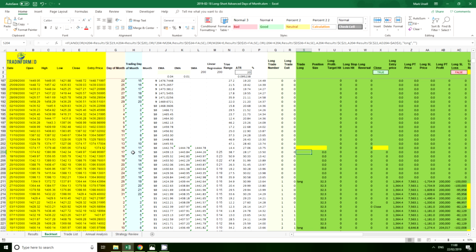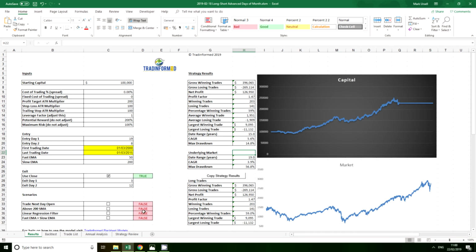the patterns of the different days, we can see that going back here to the results tab, we can see that we're entering on day 19 towards the very end of the month, and we're exiting on day 3 in the early part of the month. Now to catch that middle of the month hump, we're entering on trading day 8 and we're exiting on trading day 12.